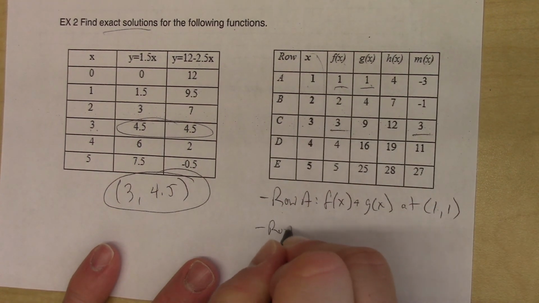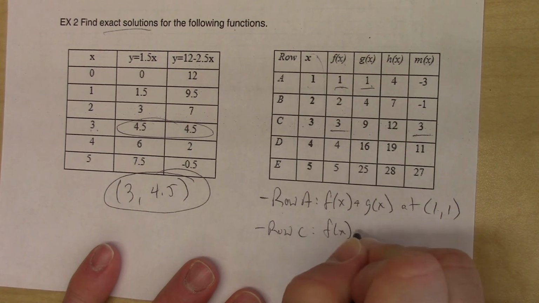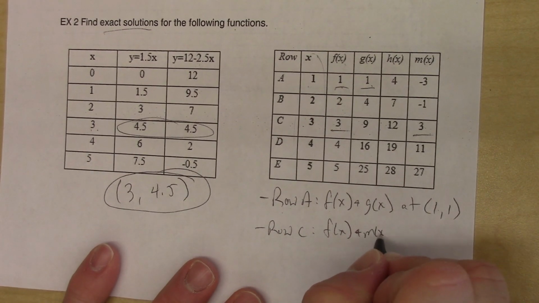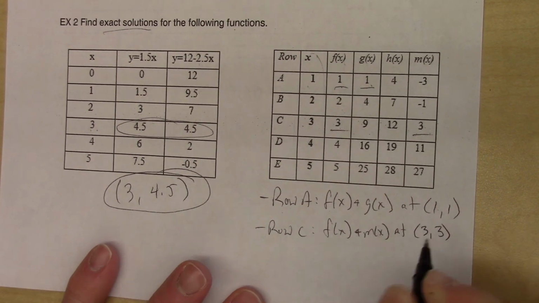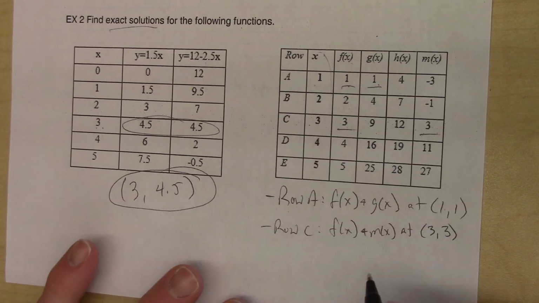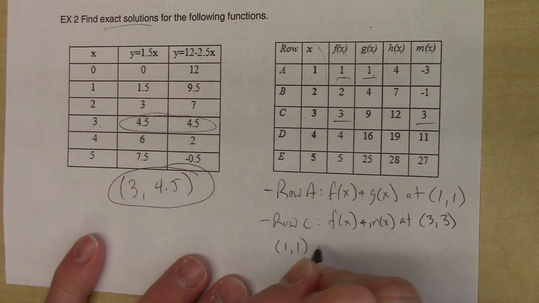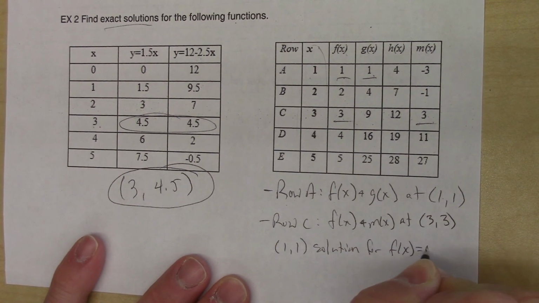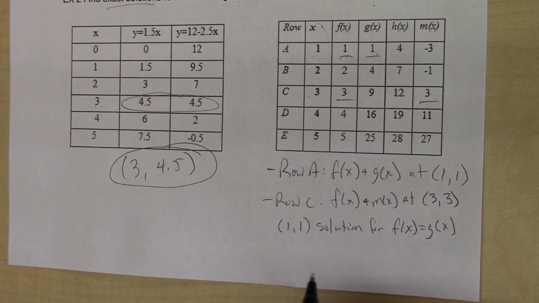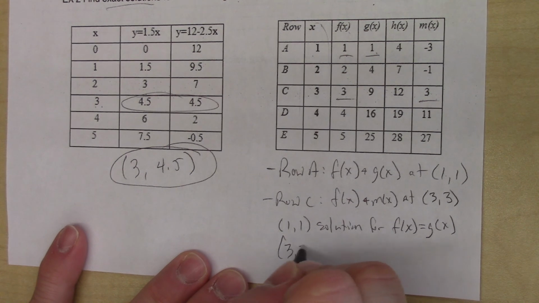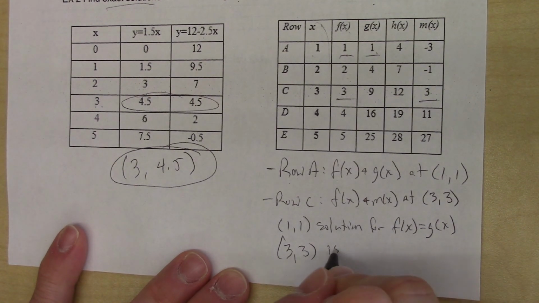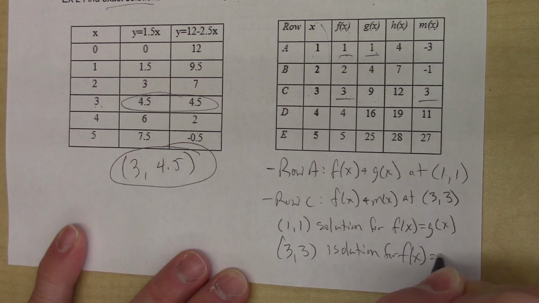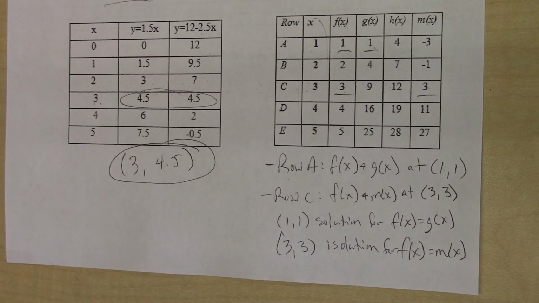So I guess in row C, f of x, and that's a little and symbol. Sorry, I should have noted that more. And of course, m of x at 3, 3. And again, yes, they intersect, right? So really, 1, 1 is a solution for f of x equals g of x, and 3, 3 is a solution for f of x equals m of x. Okay. All right, so there's that.